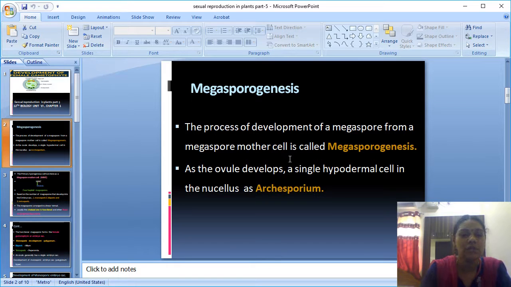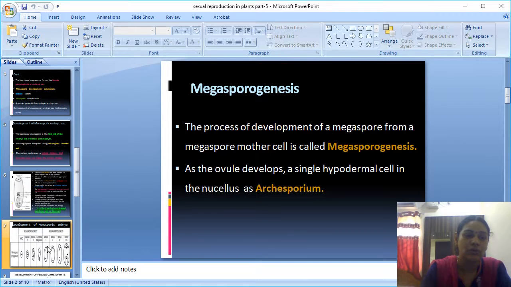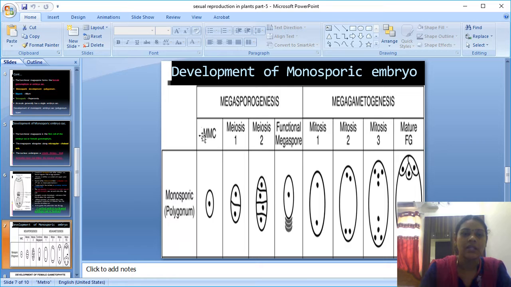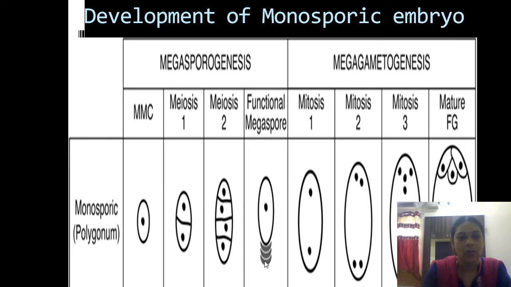This megaspore mother cell gives rise to the megaspores. Each megaspore mother cell will give rise to 4 haploid megaspores. 1, 2, 3, 4. These are all the 4 megaspores. The last one is the functional megaspore.